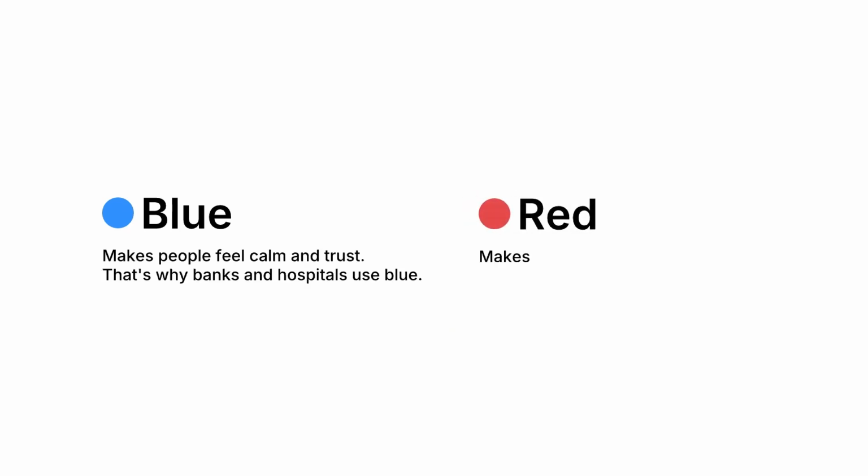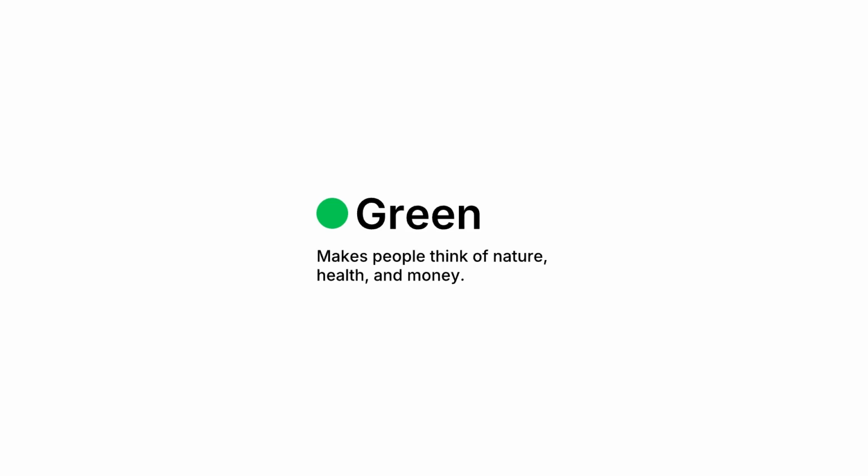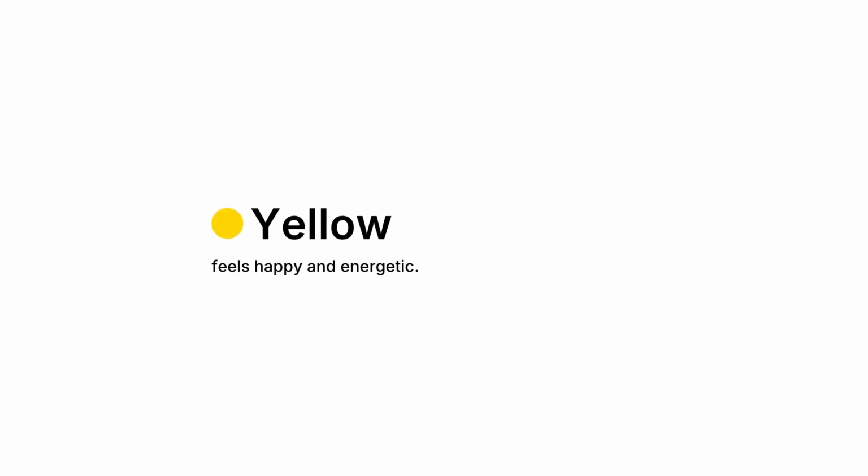Blue makes people feel calm and trust. That's why banks and hospitals use blue. Red makes people feel excited or urgent. That's why sale signs are red. Green makes people think of nature, health, and money. Yellow feels happy and energetic. Purple feels creative or luxury.